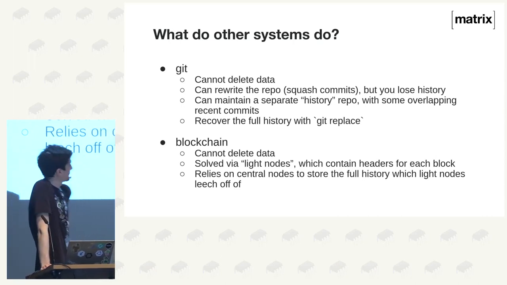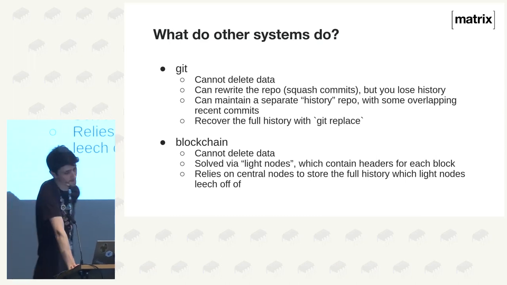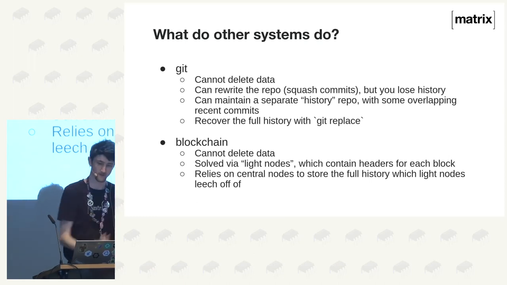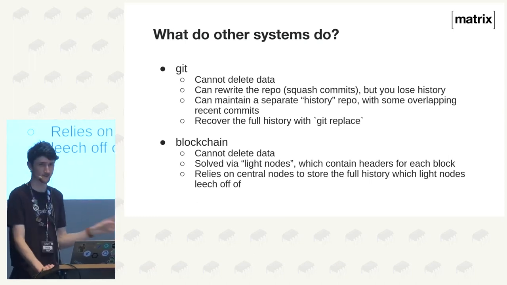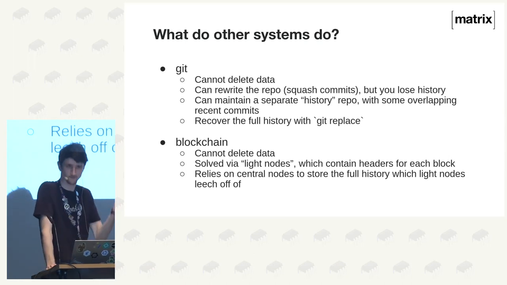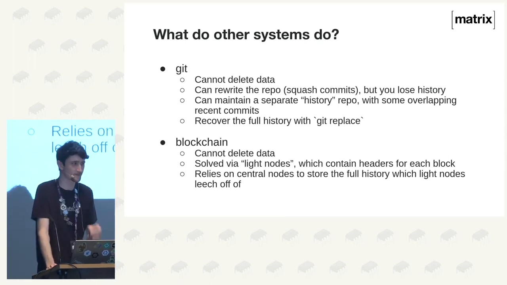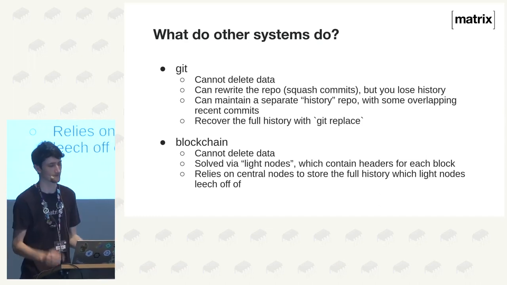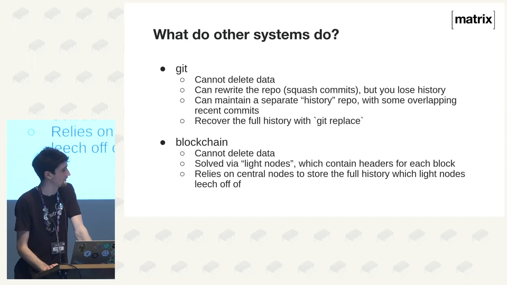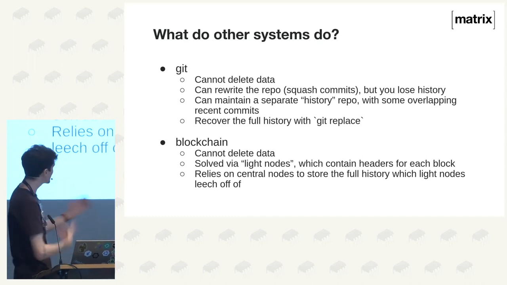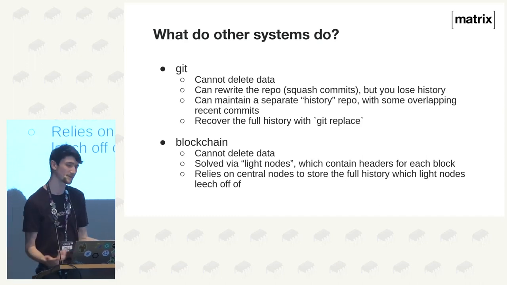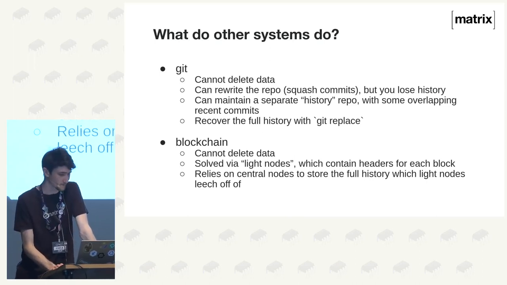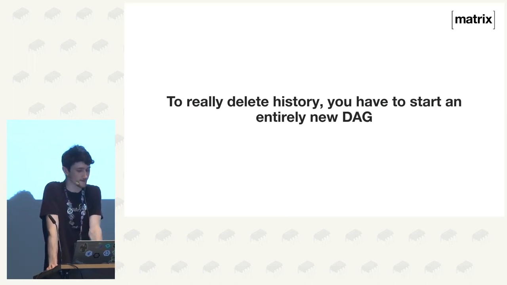And then with the blockchain, you can't really delete data. Each block contains a set of transactions, and they build on top of each other. The problem was sort of addressed with light nodes in a lot of blockchains, but essentially the light node would run on your computer, and it would just download metadata about each block, and that would be a subset of the full block. And you would download that from full nodes, but you're really starting to erode the whole decentralization thing here with that. So after all this research, we started to realize to really delete history, you have to start a new graph.